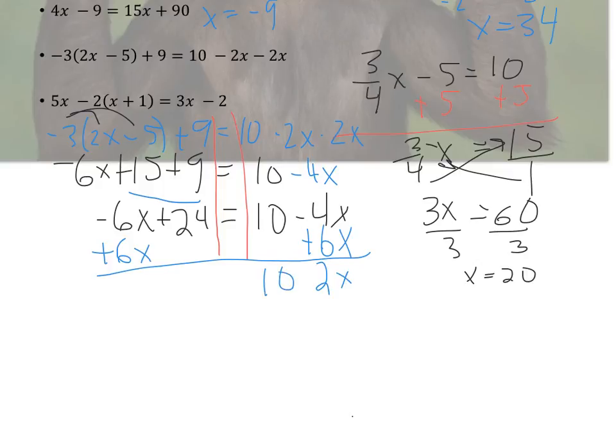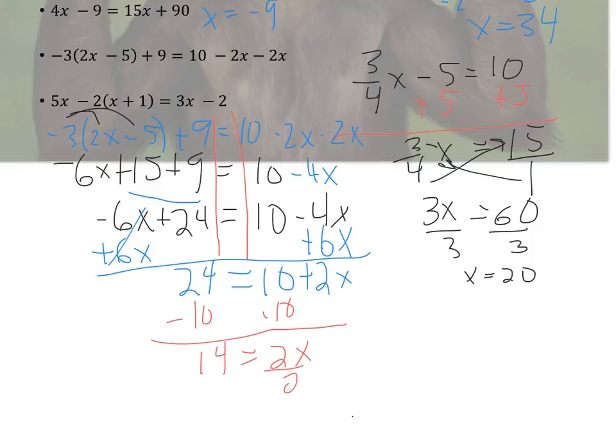We still have 10 here. 2x is positive, so I'm going to put a plus there. These will add up to 0, equals 24. So it's okay that now the x is on the right side. That's fine. I'm just going to do the opposite. Subtract 10, and get 2x equals 14. And of course, last step, divide by 2, we get x equals 7.